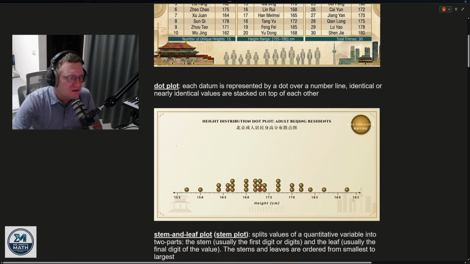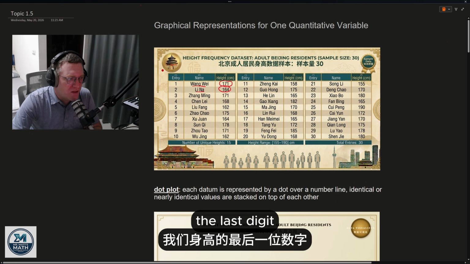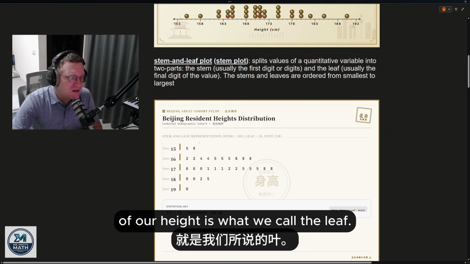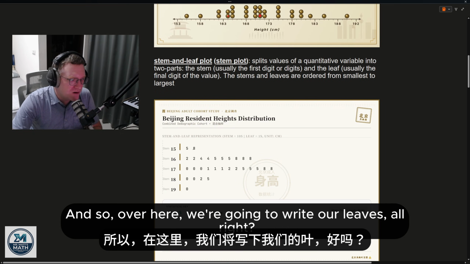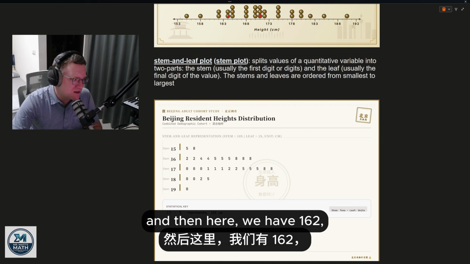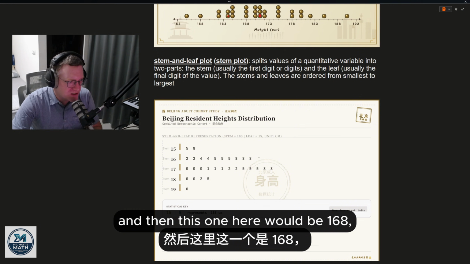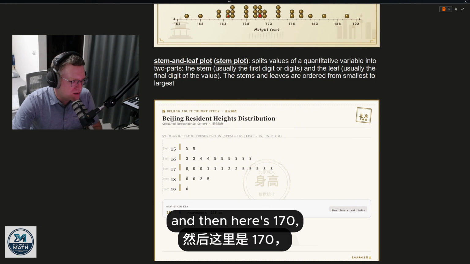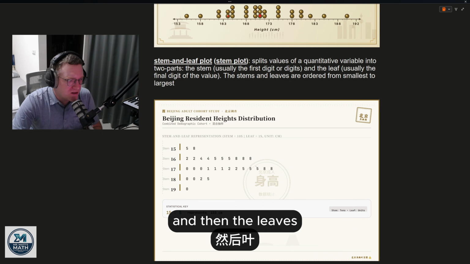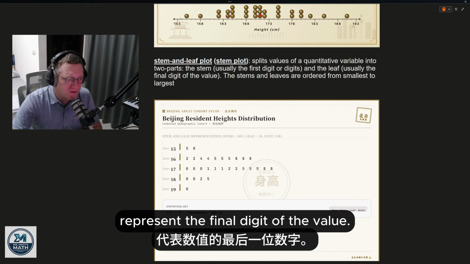And then the last digit of our height is what we call the leaf. All right. And so over here, we're going to write our leaves. So we have 155, then 158, and here we have 162, and this one here would be 168, and then here's 170, 175. We have all these different stems, and the leaves represent the final digit of the value.